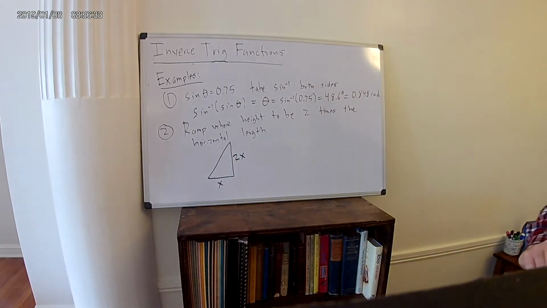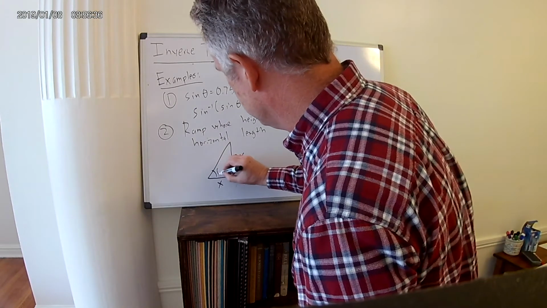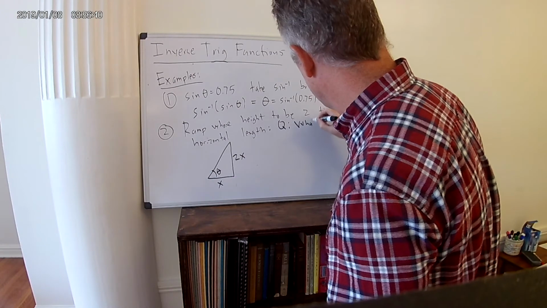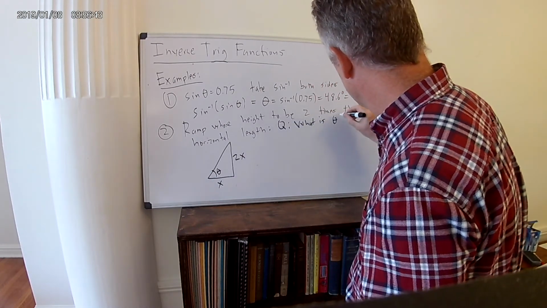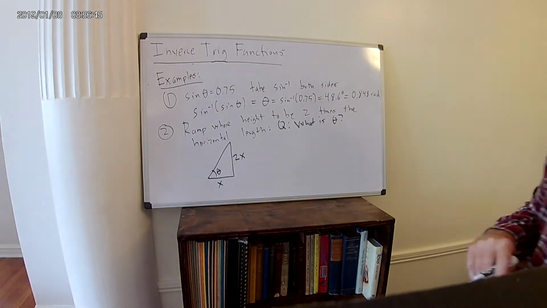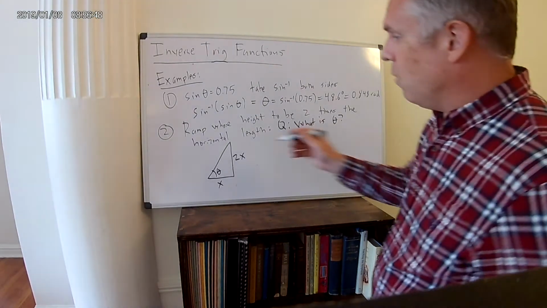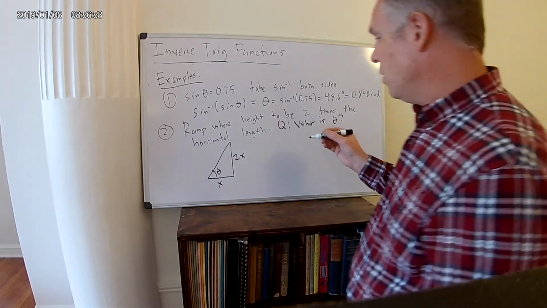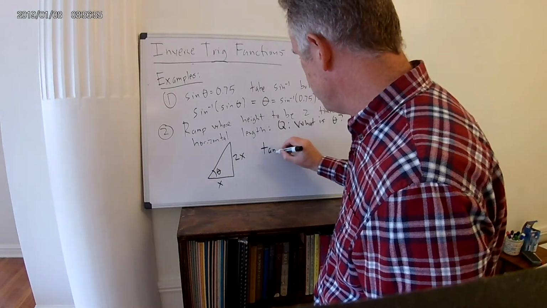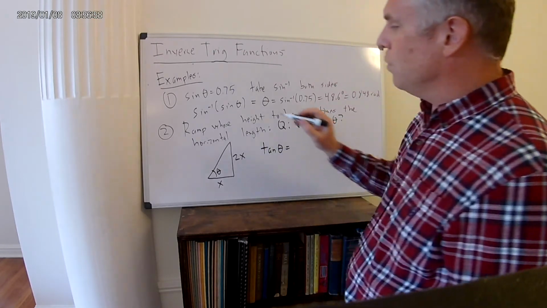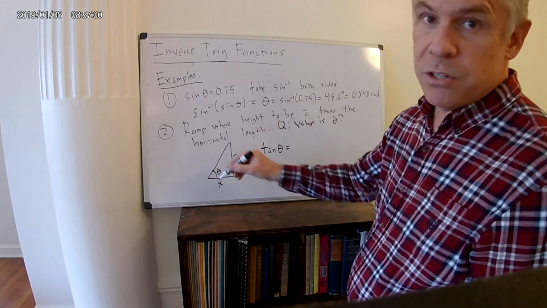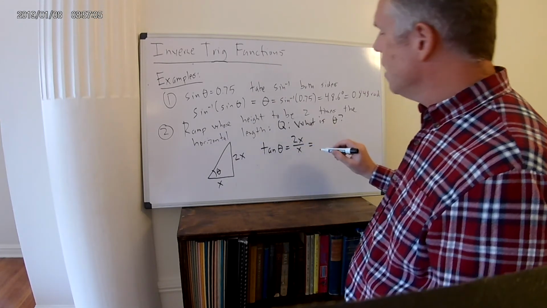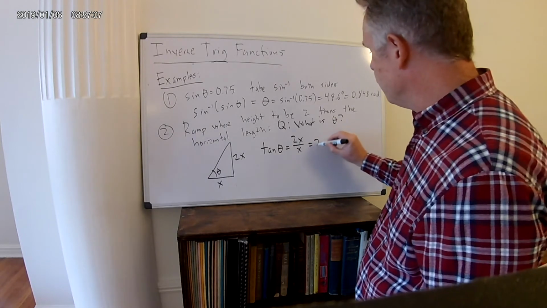The question I have is, what is this angle? What is theta? What is the angle of this ramp? Well, which trig function should we use here? The best trig function to use is tangent. So we'll use tangent. We know that tangent of theta equals the height, opposite over adjacent. In other words, it equals 2x over x. Now these x's will cancel, leaving us just with 2.